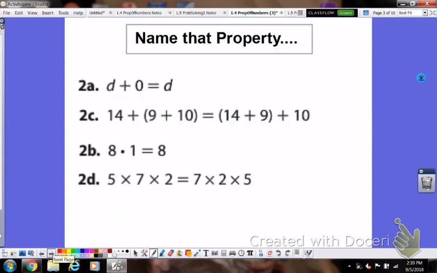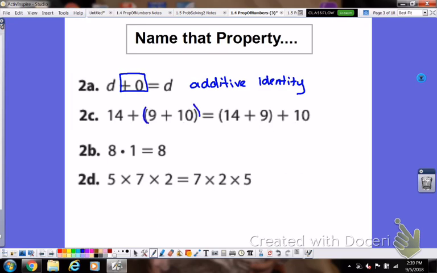Okay, now that we've gone over what our properties are, we want to see if we can name them. So 2a, d plus 0 equals d. When you see this plus 0, that was our additive identity.